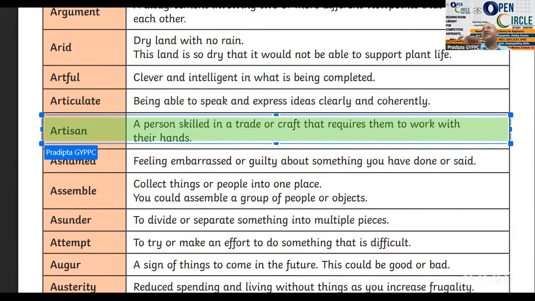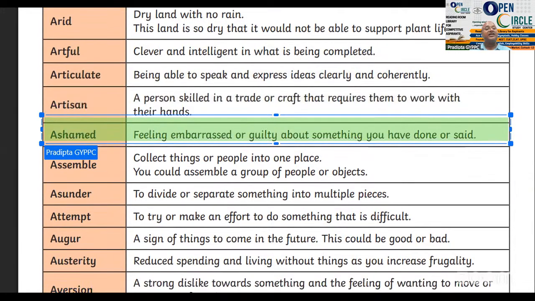Artisan मतलब anybody who knows a crafting. जैसे कि पत्थर के ऊपर या फिर लकड़ी के ऊपर. So he is an artisan and his name is Mr. Sudarshan. ठीक है? Anyway, next one is ashamed. Ashamed मतलब लज्जित. Feeling shame. I am ashamed with your poor results. Here. Next.